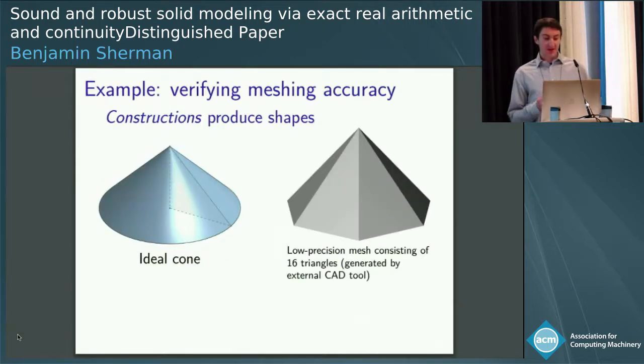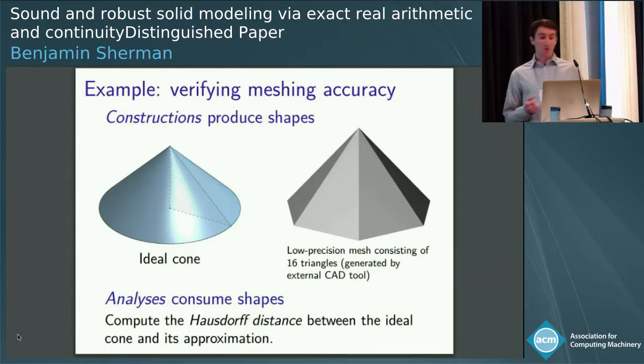Here's a solid modeling task. Oftentimes, we'll construct some shape in a solid modeling tool. Usually, it'll be more complicated than this ideal cone here, but we'll keep it simple for now. Then we might want to produce a mesh, which is a collection of triangles, and this could be useful, for instance, for 3D printing or for finite element methods. But when we produce that mesh, we want to know that it's sufficiently similar to the shape that we started out with. So we might want to verify that. This isn't about producing the mesh, but about computing the distance between the ideal shape and the mesh in a guaranteed sound way.